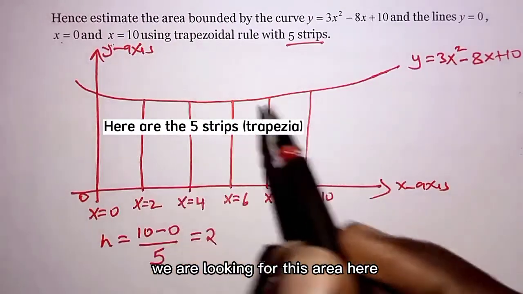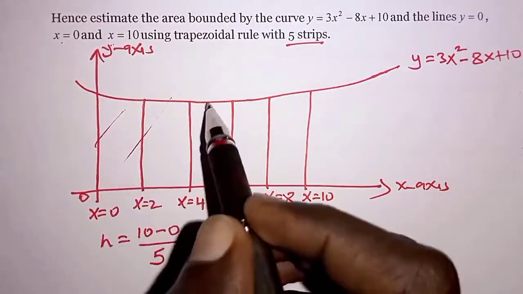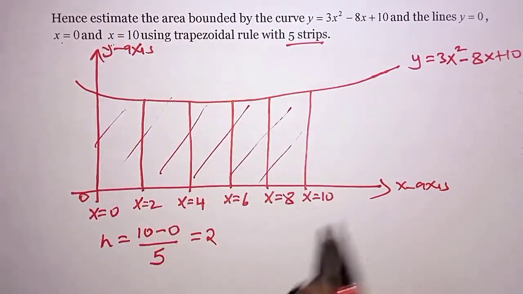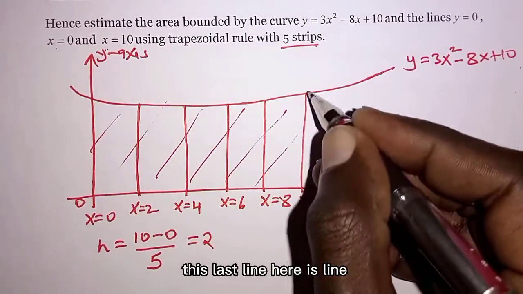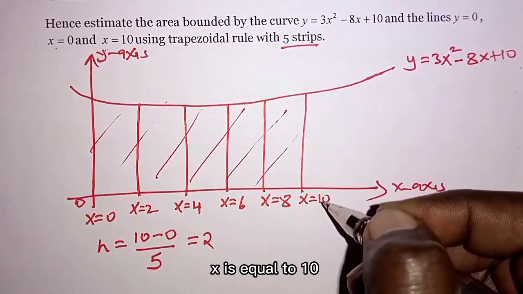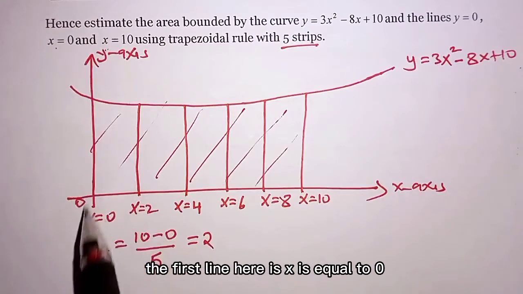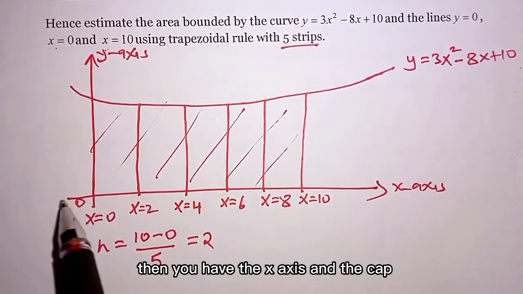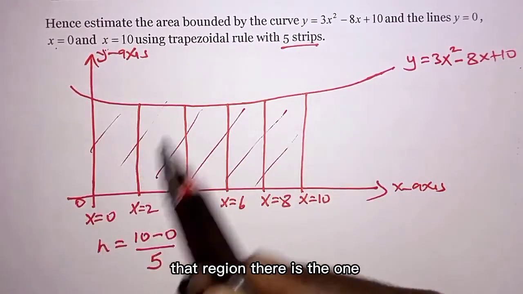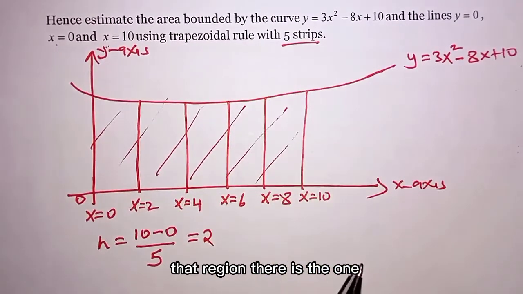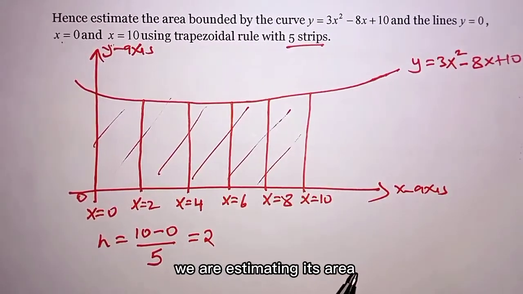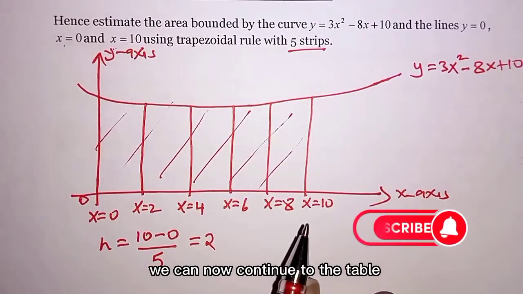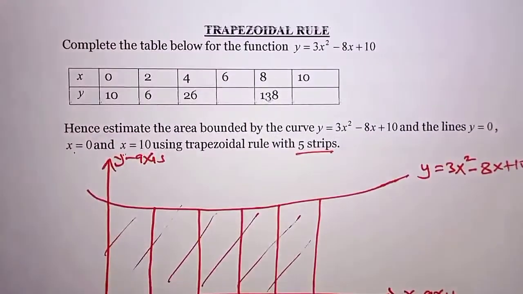So we're looking for this area here, the one I'm shading. This last line here is line x = 10. The first line here is x = 0. Then we have the x-axis and the curve. That region there is the one we are estimating the area of. We can now continue to the table.